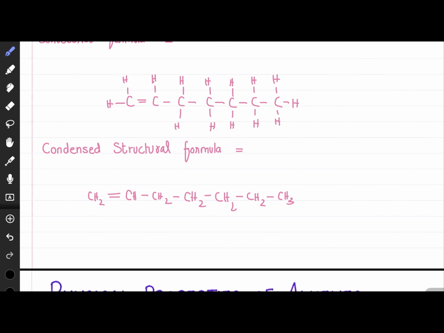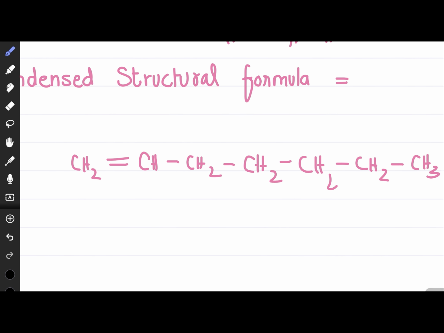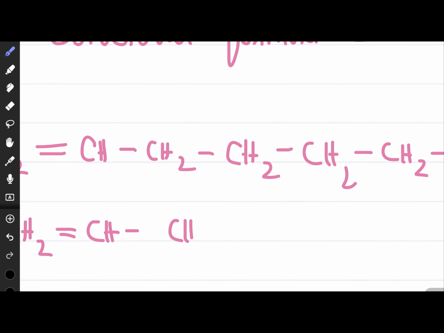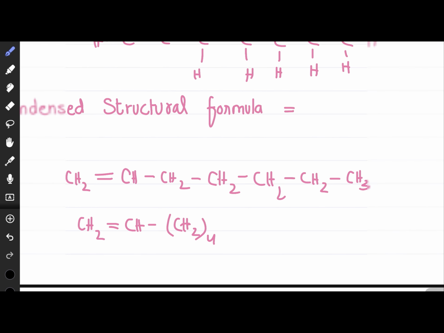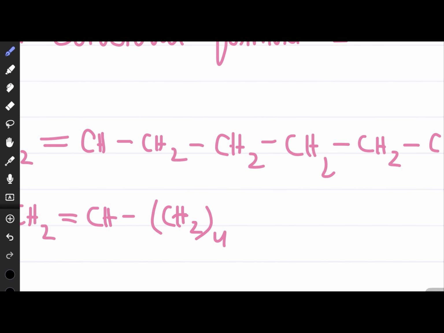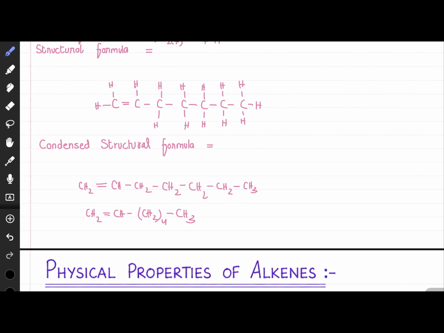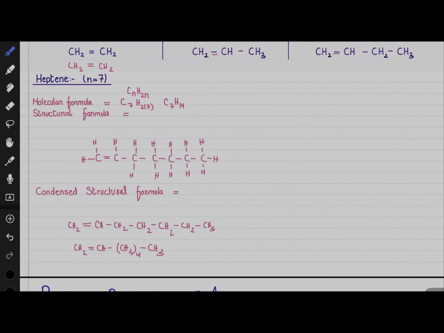To shorten it further, we're going to just put a bracket. Let me show you how to do that. Firstly, write down CH2 double bond CH, and then a single bond and CH2 with a bracket, and outside write 4, because we have 4 CH2s, so we're going to just shorten it to show that there are 4 CH2s in this form, and then we're going to complete it by putting a CH3 at the end. And this is how we've written the condensed structural formula of heptene.